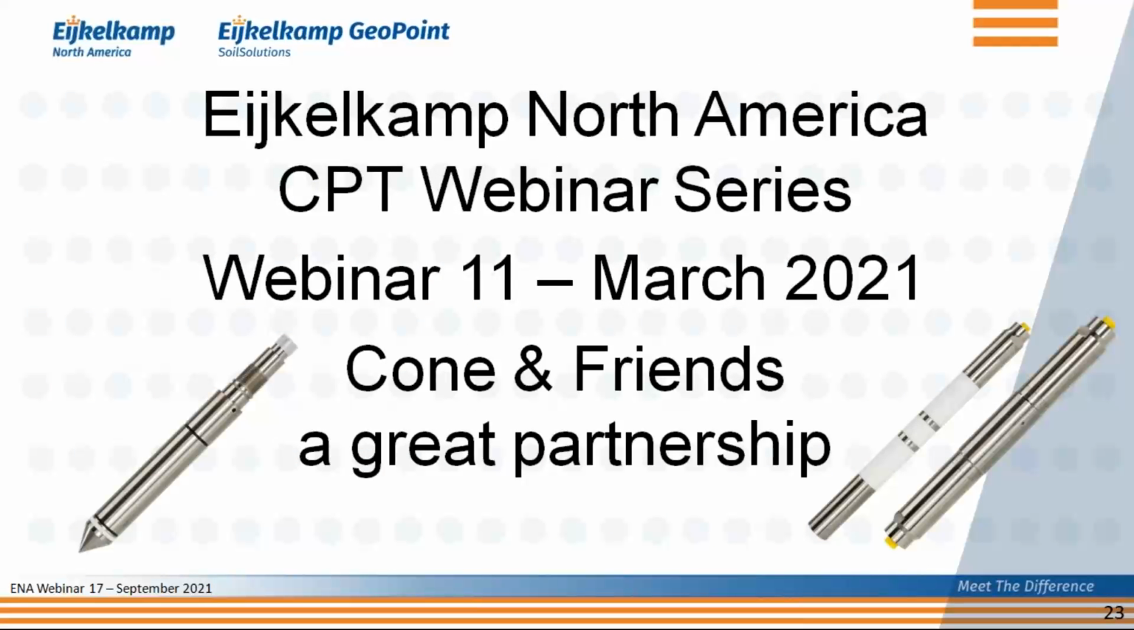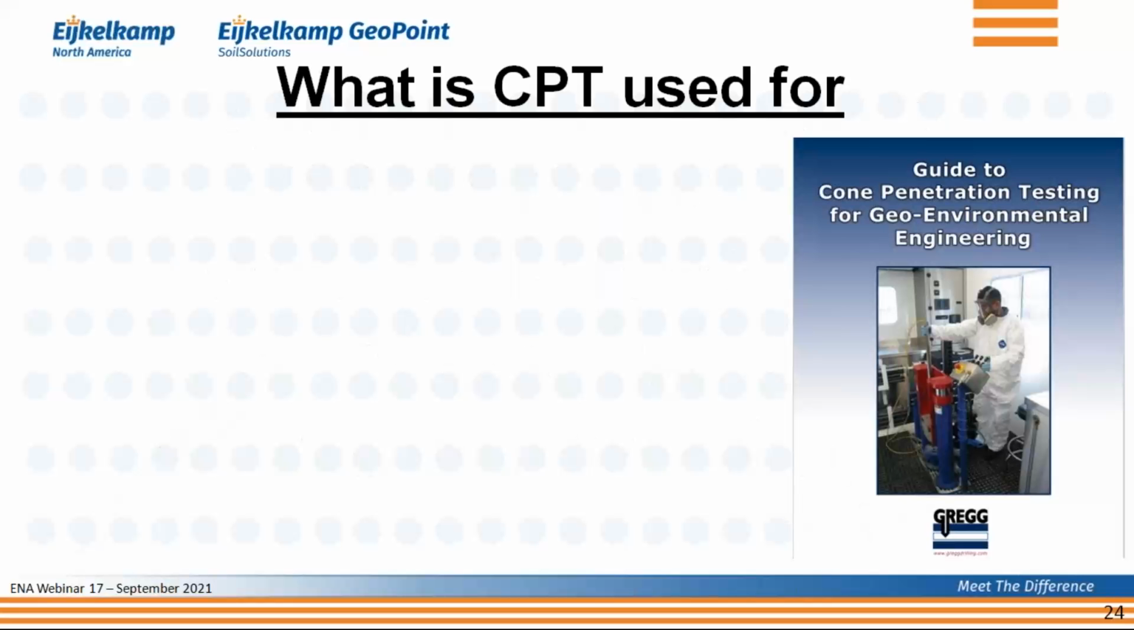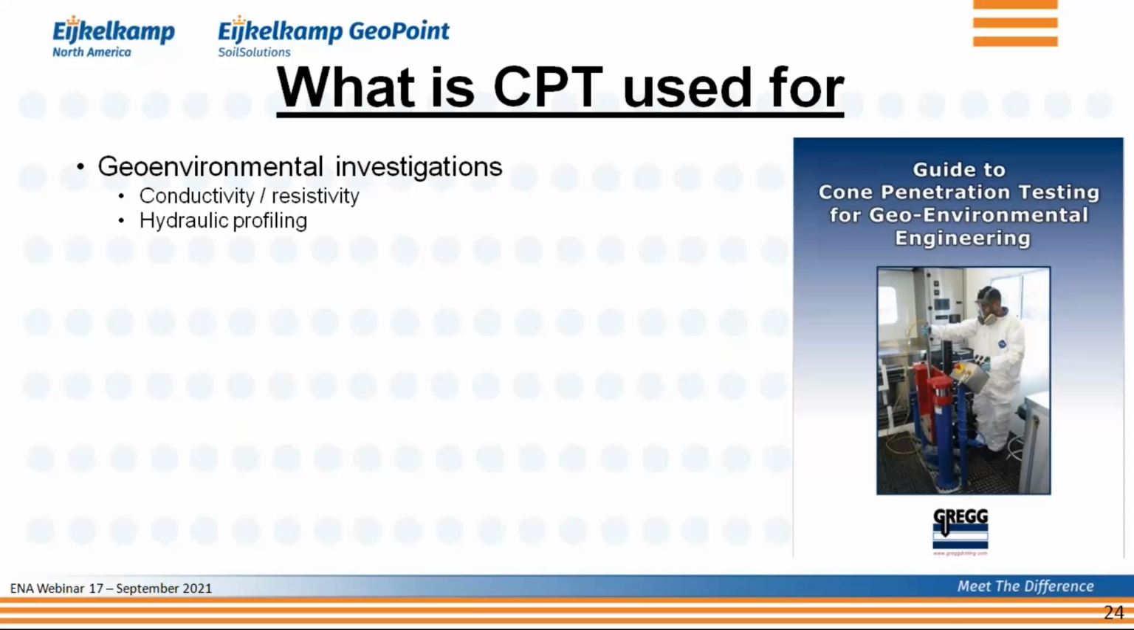I just want to remind you once again of something that I started talking about in a previous webinar, webinar number 11, where we talked about the cone and the friends. By putting different modules behind that cone, you can come up with all kinds of different parameters, different measurements. To get some more information about it, there's another publication by Peter Robertson and his daughter Kelly Cabal that you see on the right-hand side. Again, you can get it on the internet, but if you cannot find it, let me know. I'm more than happy to send it to you.